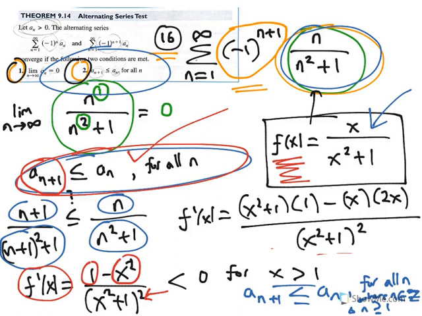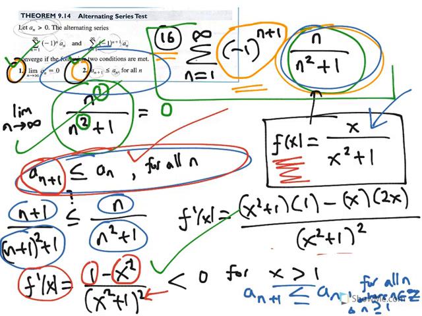So what does that mean? That means we've checked to see that both conditions are satisfied for the alternating series test. We checked the first condition here, and we checked the second condition here. So by the alternating series test, we may conclude that the series here for number 16 converges.